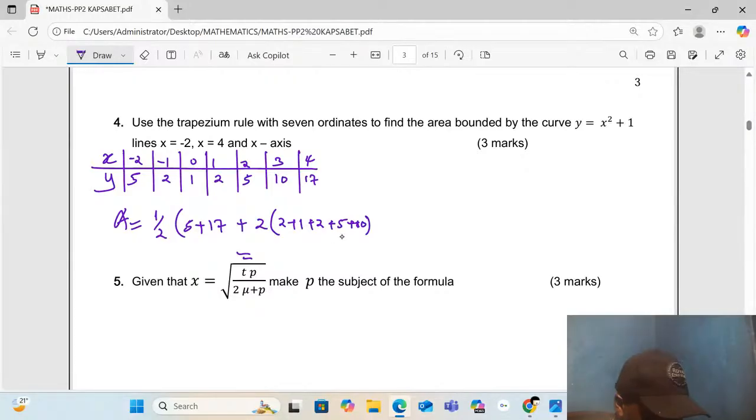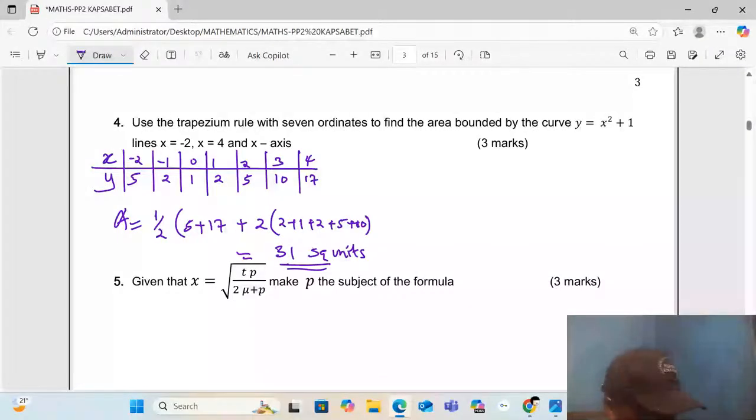So when we take 2 plus 1 plus 2 plus 5 plus 10, then we multiply by 2, then we add 5 plus 17, then we divide by 2, we get 31 square units. So that one becomes our area using the trapezium rule.